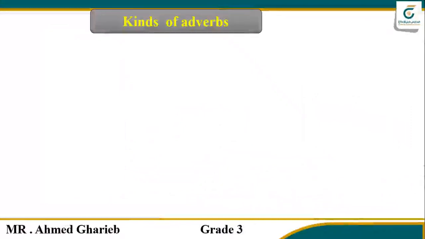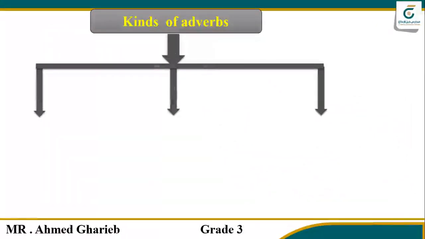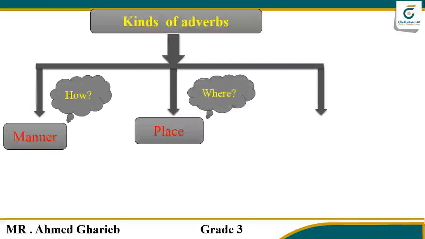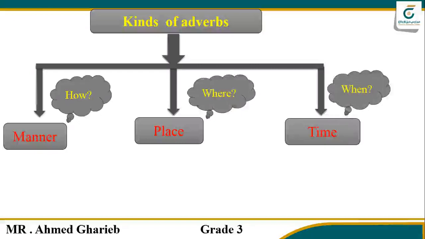Okay, let's speak about kinds of adverbs. The three most famous kinds of adverbs are: adverb of manner, it shows us how the verb happened, like loudly. Adverb of place, it shows us the place where the verb happened, like the bus stops here. Adverb of time, it tells us when the verb happens. It's about time. Okay, let's have some examples for each one.